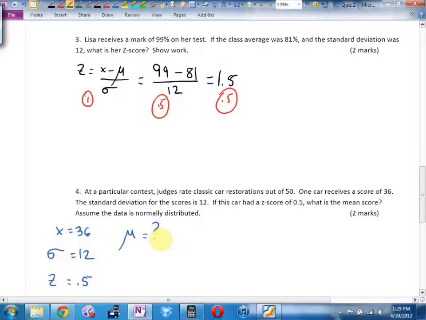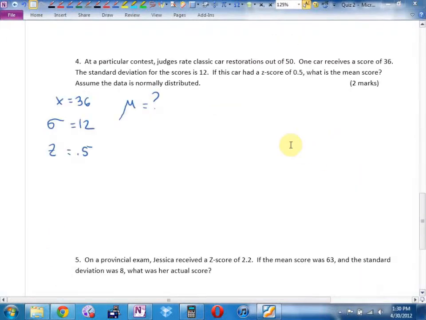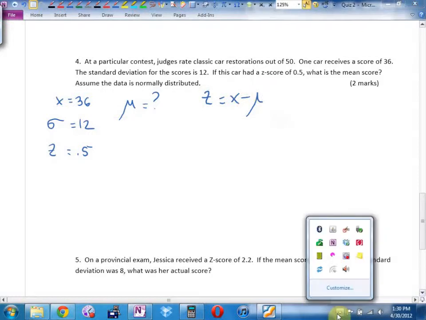Okay, is that somebody at the door there or not? Okay, well, Z equals X minus, did I hit record? I did, didn't I? Yes, good.